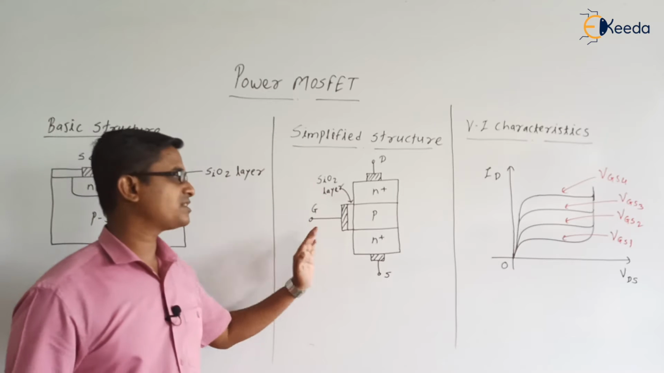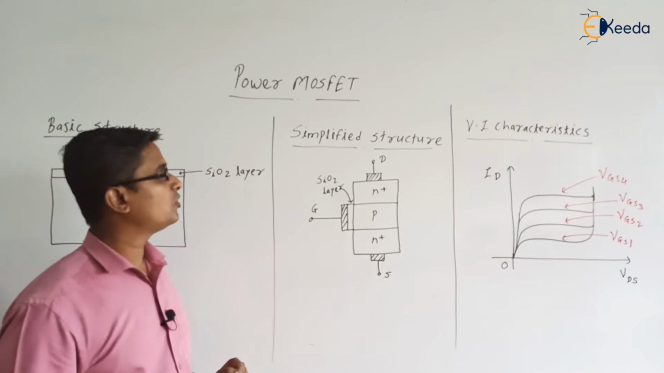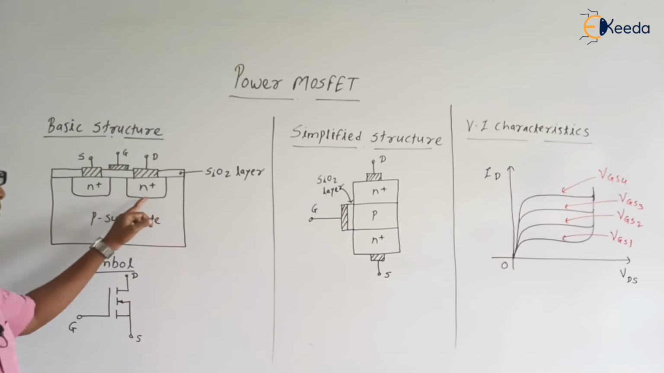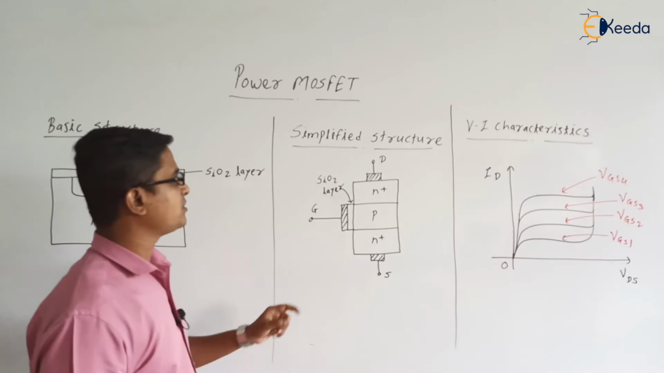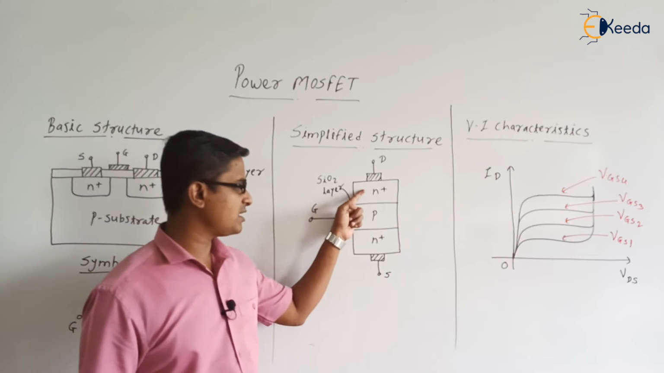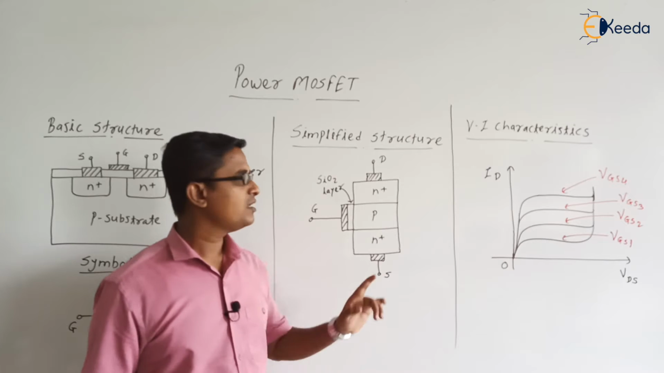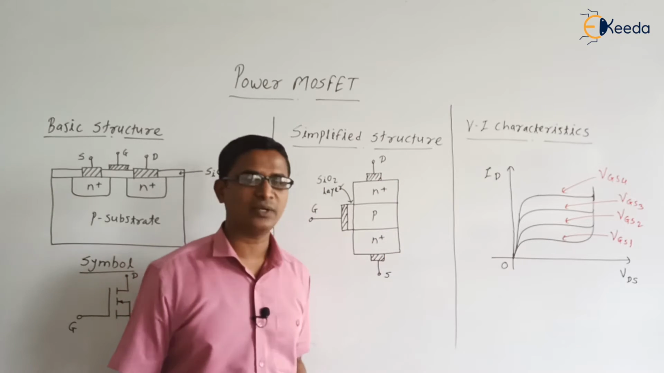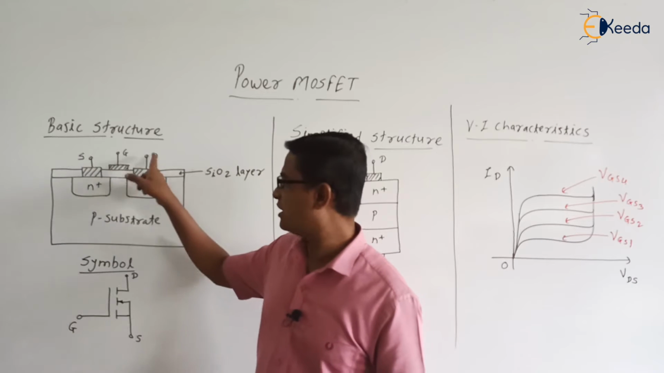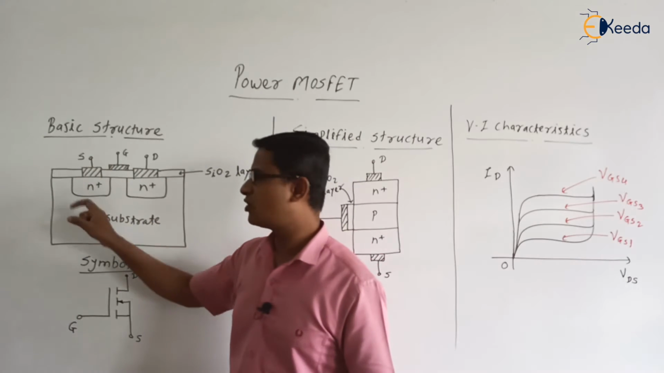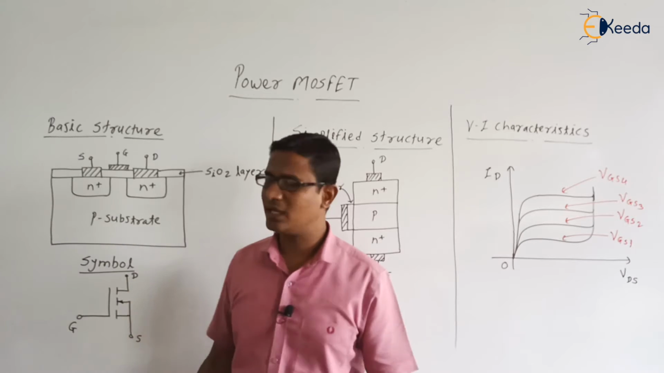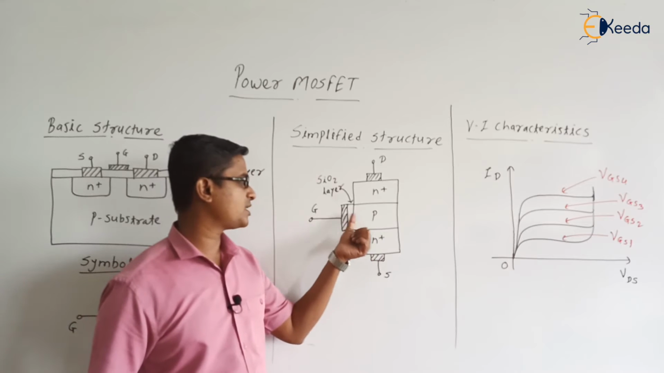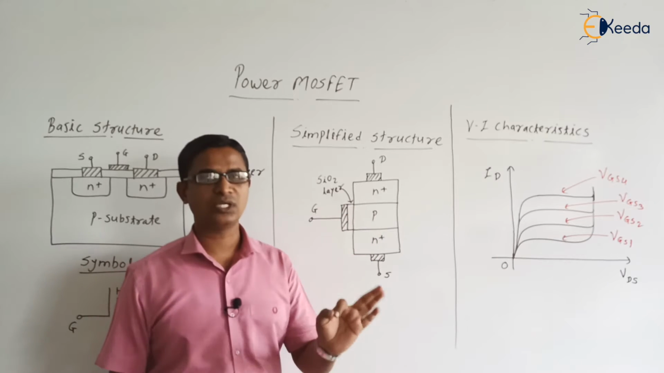Next, the simplified structure of the MOSFET. As in the basic structure, we have n plus and p type substrate. In the simplified structure we represent it as n plus, p and n plus. The drain is connected to one of the n plus layers and the source is connected to the second n plus layer. It is a direct connection. But the gate is connected to the p type substrate through the SiO2 layer.